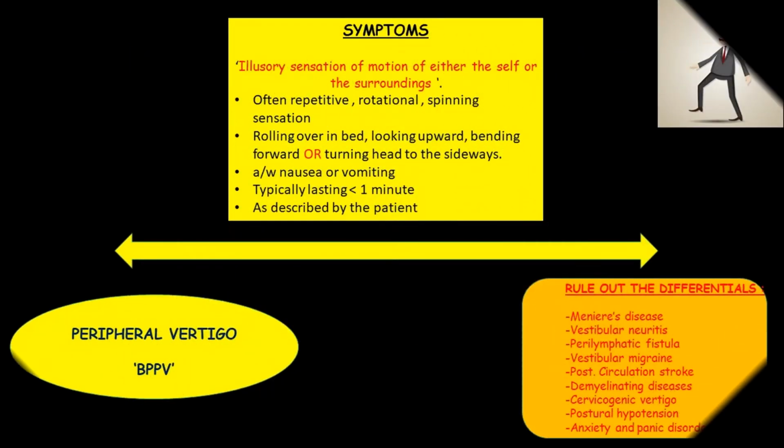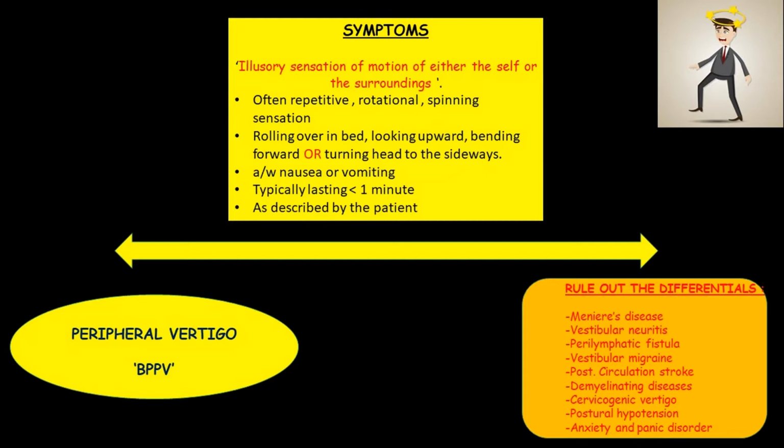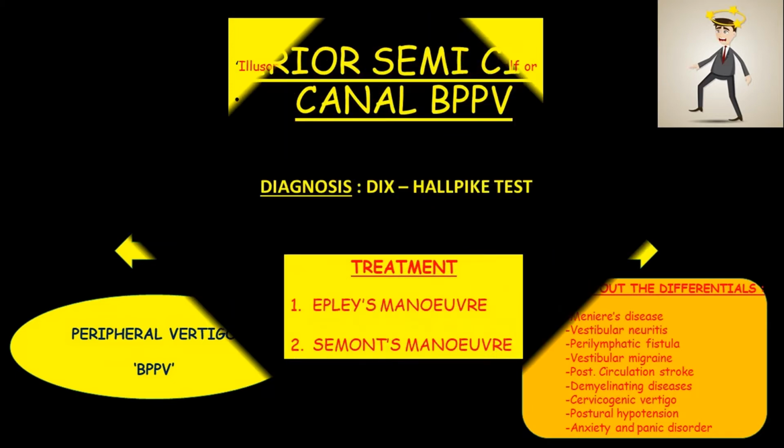A patient with BPPV usually complains of an illusory sensation of motion of either self or surrounding, which is repetitive, rotational, and spinning type, often associated with vertigo, nausea, and vomiting, while rolling over in bed, looking upward, bending forward, or turning the head sideways. In this condition, BPPV would be the primary diagnosis, but other differentials that may mimic BPPV are Meniere's, vestibular migraine, perilymphatic fistula, posterior stroke, demyelinating disorders, anxiety and panic disorder, postural hypotension, and cervicogenic vertigo. These need to be ruled out before labeling the patient as peripheral vertigo.